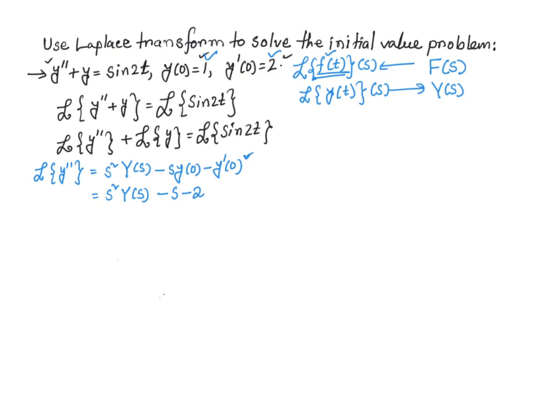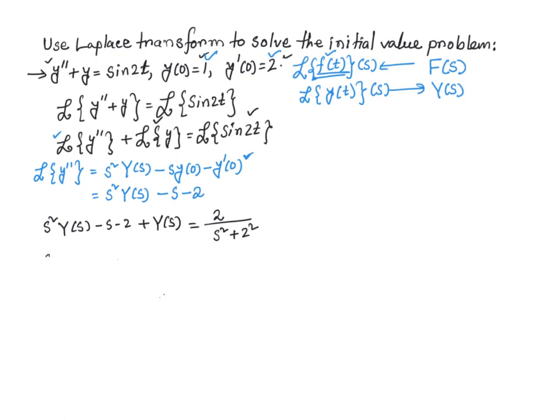Now, if I plug in these values on the left-hand side of this equation, what do I get? It's going to be s squared times Y of s minus s minus 2, then plus Laplace transform of y, which is just Y of s. And on the right hand side, Laplace transform of sine of 2t is going to be 2 over s squared plus 2 squared.